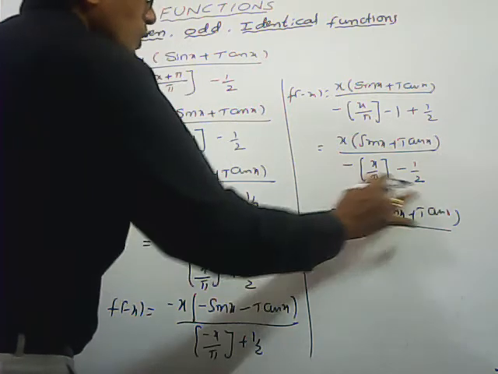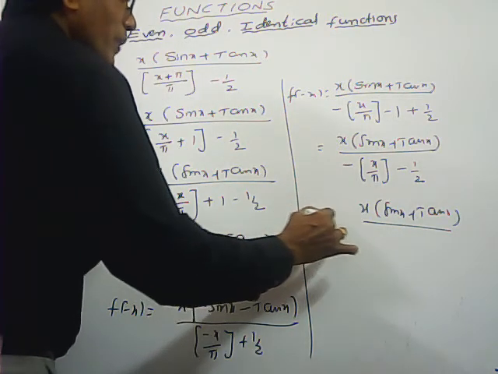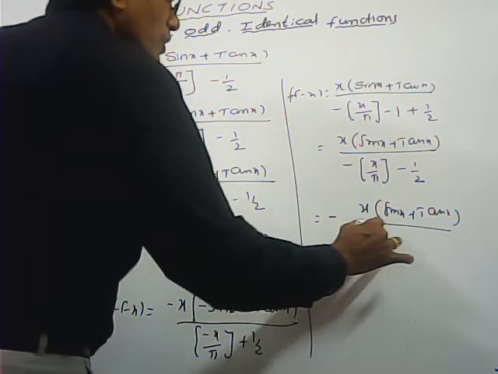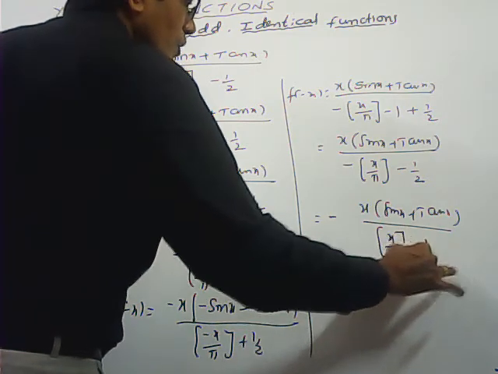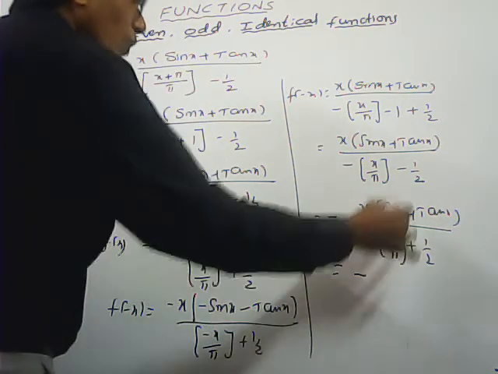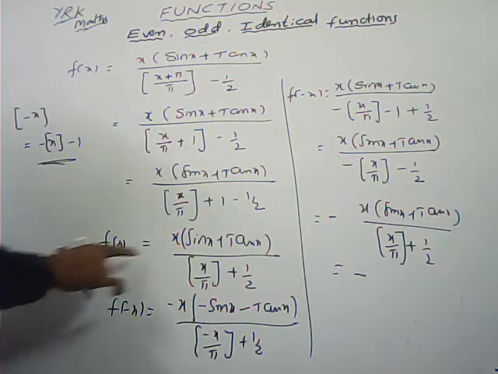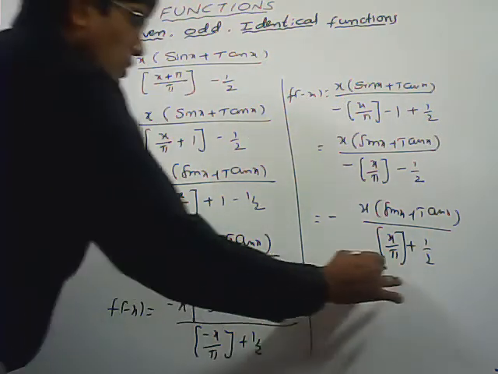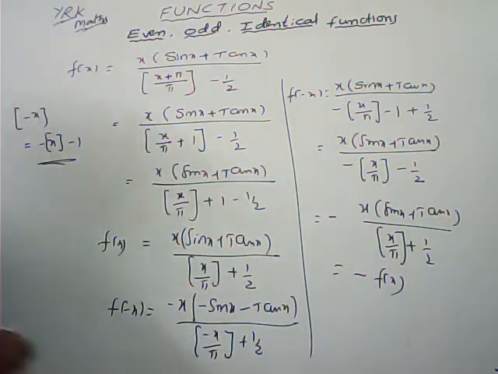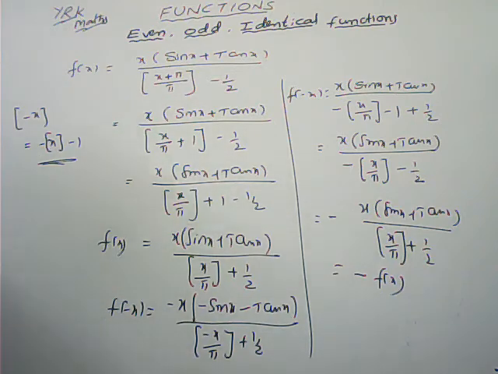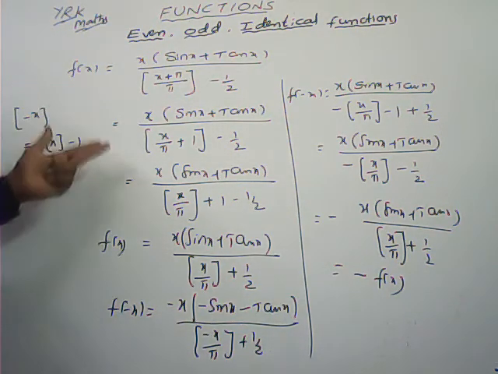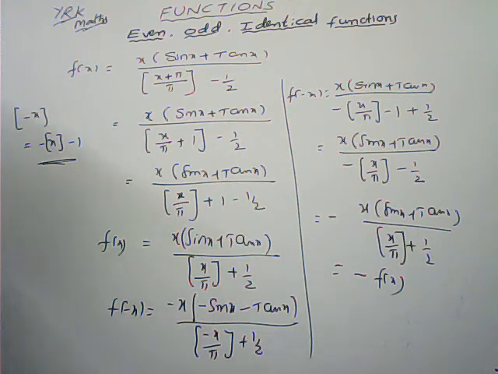Here from these two terms I am taking minus as common: minus of step of x by pi plus 1 by 2, that is equal to minus of, what about this one, that is the same as f of x, minus of f of x. Therefore here f of minus x, I got minus f of x. So the given function is an odd function. Sometimes we have to simplify that one. After that we can replace x by minus x.